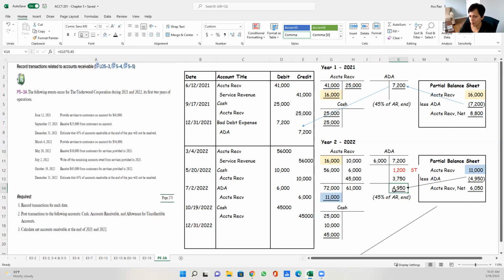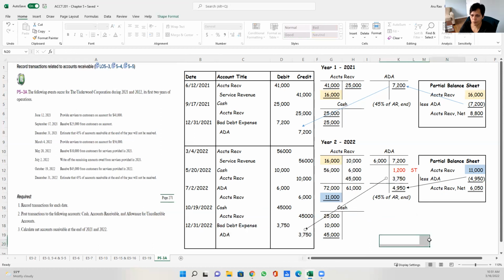Again, where did I get that number from? From here. I said of this receivables, 45% is going to likely go bad. So that's how I came up with this number. I'm saying I have 1,200 in this account. That was a subtotal I calculated. Therefore, the journal entry needs to be only for 3,700. So when I do my final journal entry over here, it should be for 3,700.